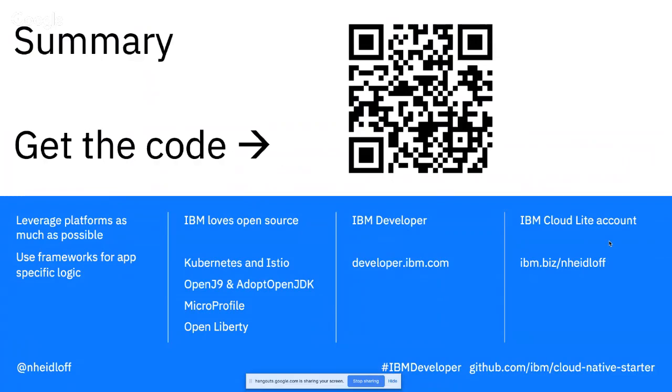Second point, IBM loves open source. I love open source. All the core components of this example are available as open source. And I also told you that IBM has done a lot of good things for open source recently, a lot of great contributions like OpenJ9, Adopt OpenJDK. We were part of OpenLiberty, and we are part of the Cloud Native Computing Foundation. Istio is basically, the original idea of Istio came from IBM Research. So there's many things that we are doing around open source.